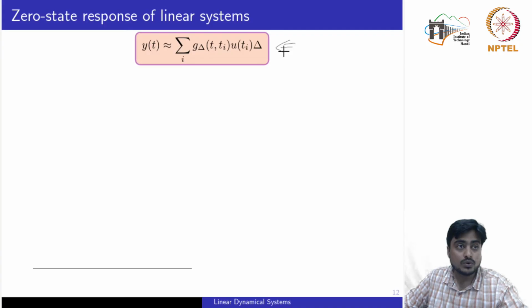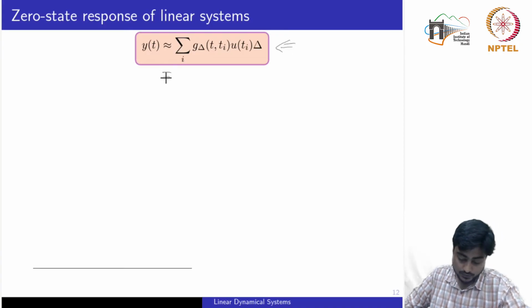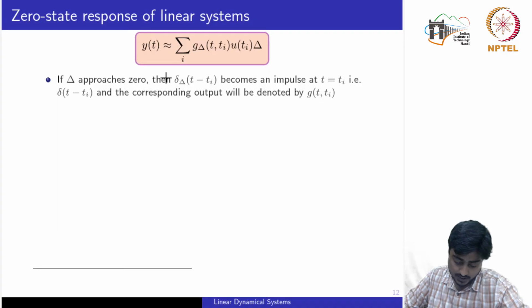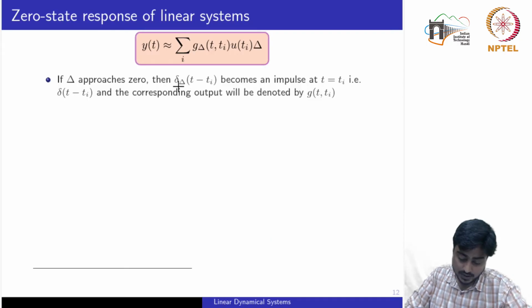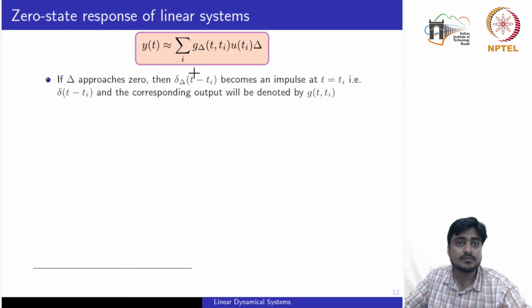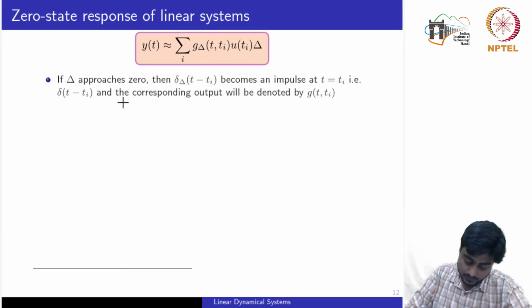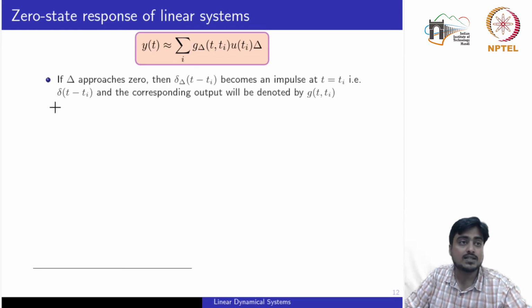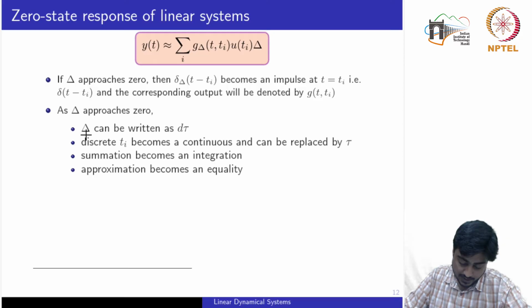Now if we want to have the equality, there are certain things which we need to take care of. Suppose the capital delta approaches 0, then we know that the pulse we introduce would in fact become an impulse function. So we remove this capital delta and we represent this by a shifted version of the impulse function, and the corresponding output will be denoted by g t comma t_i. We also remove the capital delta from the subscript. Further exploring the properties of capital delta approaching 0, this capital delta can be written as d tau, a small width.